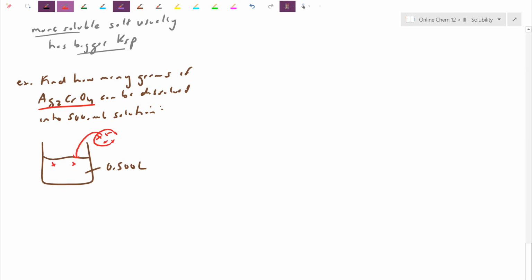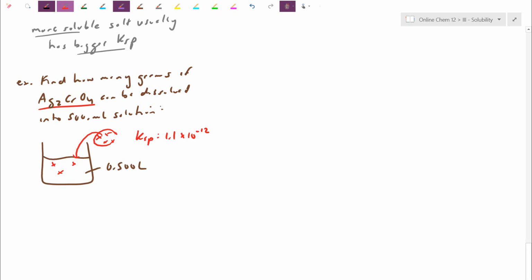Every salt would dissolve to some extent, but if you check your KSP table, the KSP for this compound is given to us as 1.1 times 10 to the negative 12. We actually utilize this compound. It appears red for our chloride titrations. Basically, when I run out of chloride in my reaction, the silver can only react with the chromate indicator. When it turns red, I know when to stop.